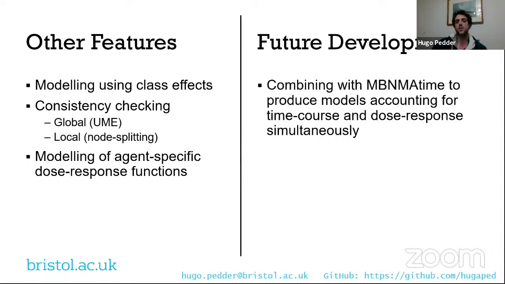What I'm hoping to do in the future is to combine this with another package that we have that's available on CRAN called MBNMA time, to produce models that can account for both time course and dose response simultaneously, because this would be a really nice way of wrapping up this framework and bringing it all together. But the time course models can take a while to run because there's correlation between time points, so we have to fit a multivariate likelihood. So an implementation in Stan would also be something that I'd quite like to work on.